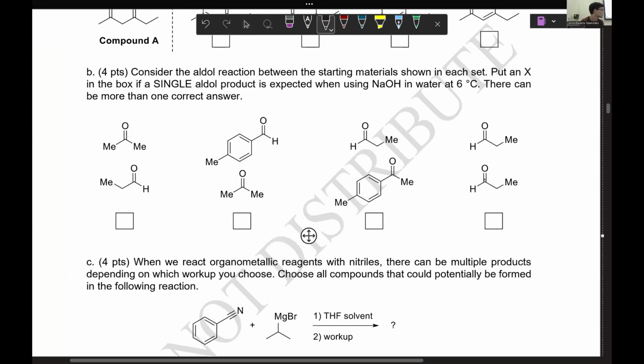So for this one, we're looking at B. I'll let you guys read that, but this is just for aldol. I'll give you a minute or two to digest it, look at it, and come to your own conclusion before we reconvene together and talk about it. So I'll give you a minute and then we'll talk about it.